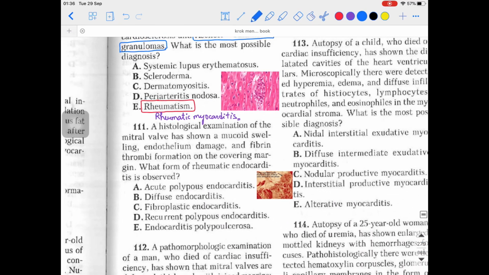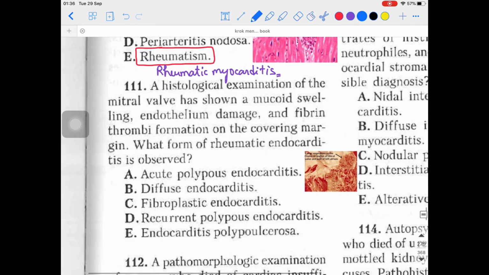Question number 111. A histological examination of the mitral valve, so the mitral valve we are studying, showed a mucoid swelling, endothelium damage, and fibrin thrombi formation on the covering margin. Right now, what form of rheumatic endocarditis is observed? So look guys, they said that there is mucoid swelling and fibrin thrombi formation on the covering margin, very important over here. Mitral valve they are studying.